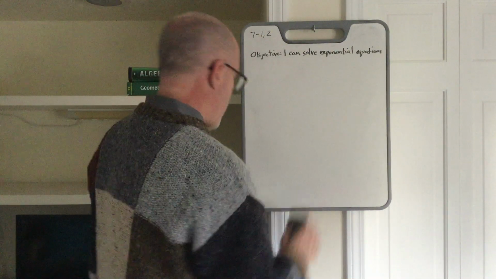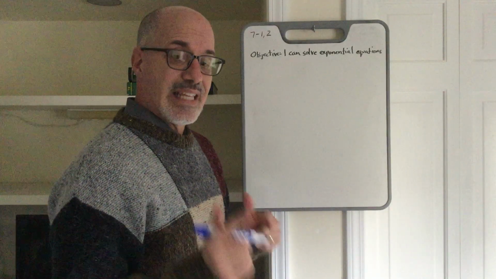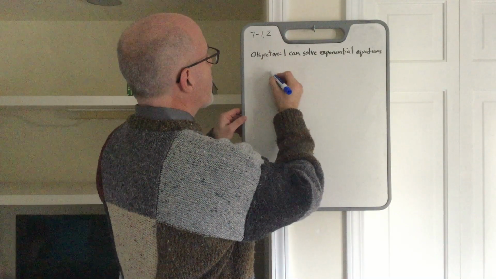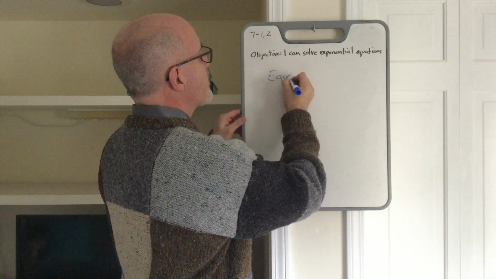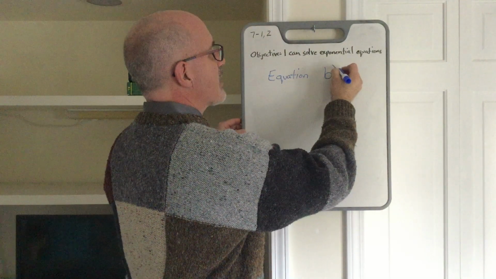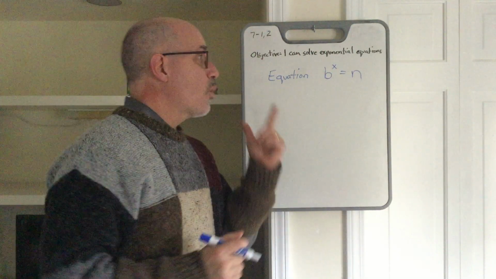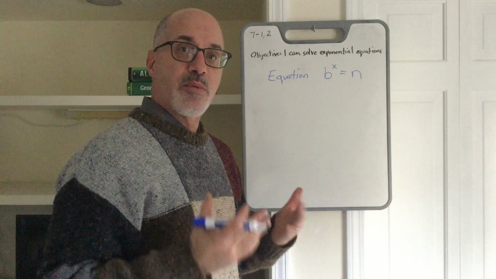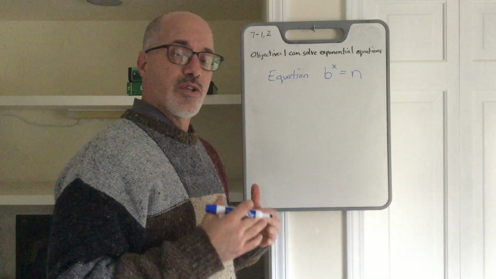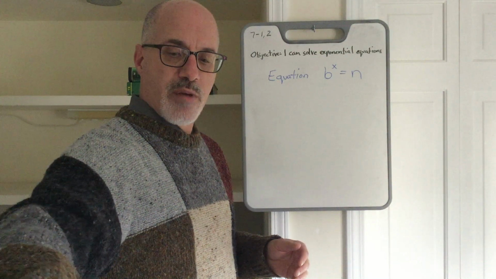The equations are where we have a situation where we have a variable in the exponent. As an example, if we've got an equation that has b to the x power equals n, we want to figure out what value for x we can put in to solve that. In these first few examples, we're going to set up problems where we can get the same base on both sides.